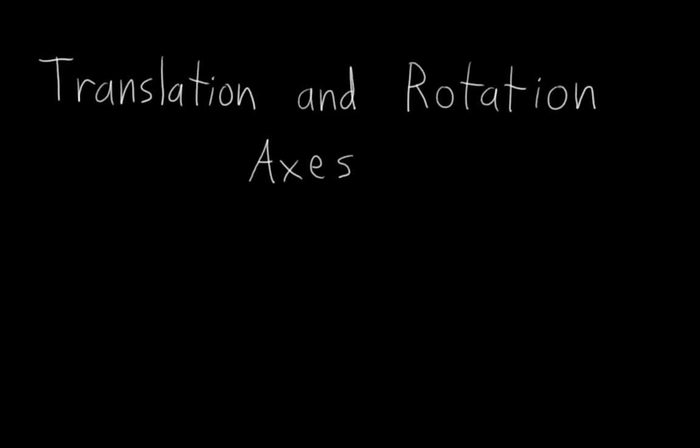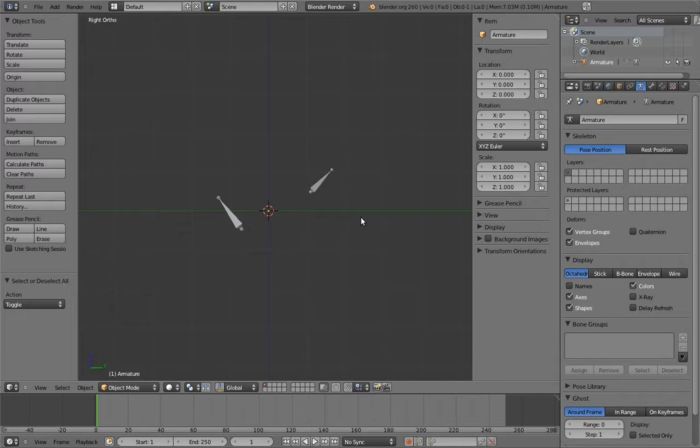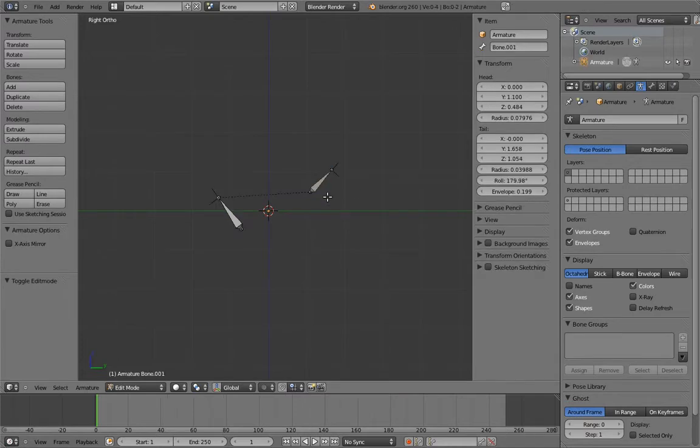The first is translation and rotation axes. The translation and rotation axes of bones are determined by the bone's orientation in edit mode. I touched on this briefly before, but I'm going to go a bit more in-depth into it now. Let's take a look at this armature I've prepared for us. We can see the rest position of the bones by entering edit mode on the armature. I've enabled axis display so that we can see the axes of the bones. And we can see that the y-axis of this bone is pointing off at an angle.